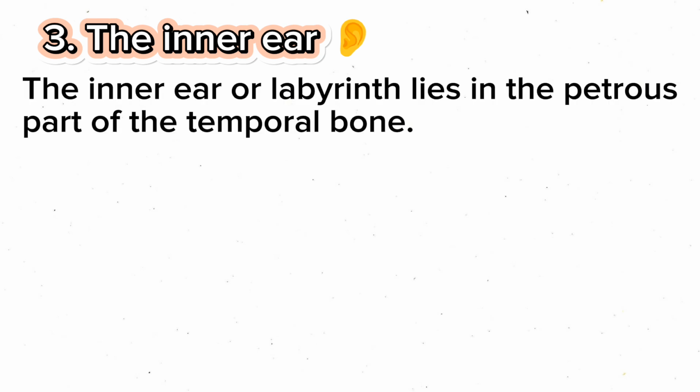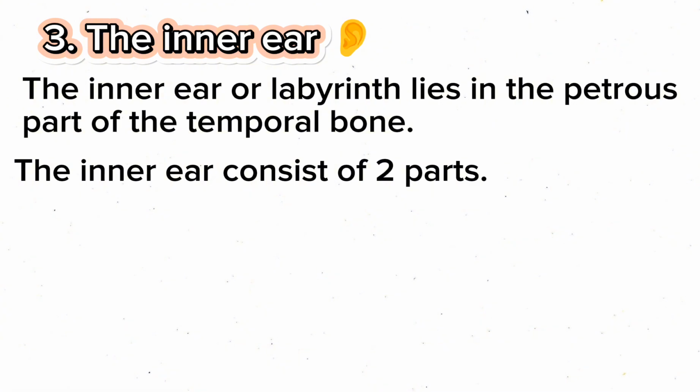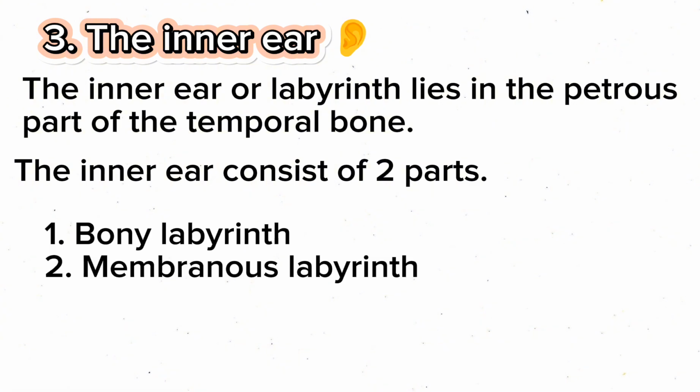3. The inner ear. The inner ear or labyrinth lies in the petrous part of the temporal bone. The inner ear consists of 2 parts. 1. Bony labyrinth. 2. Membranous labyrinth.